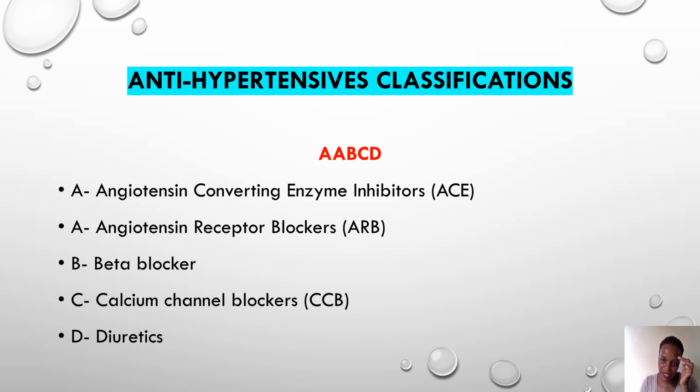Just to remind you, there were different classifications of antihypertensives, which we categorized as A, B, C, D, where A had two major medications. The first one was the angiotensin converting enzyme inhibitors, or the ACE inhibitors. The second one was the angiotensin receptor blockers, or what we call the ARBs. The third one was the beta blockers. The fourth one was the calcium channel blockers. The fifth one, which is D, are the diuretics.